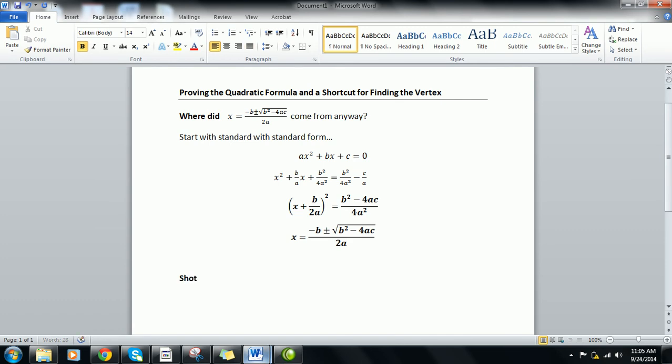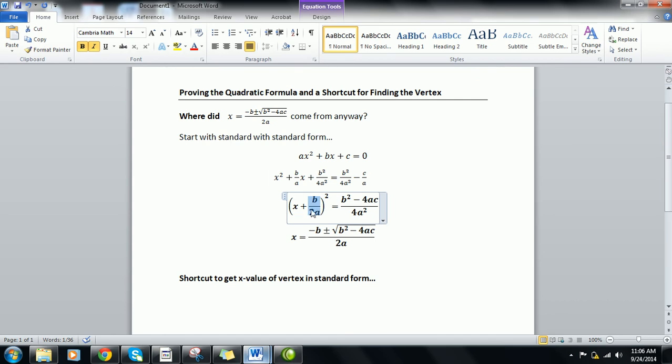The next thing I want to show you is the shortcut to get the vertex, or at least the x value of the vertex, for a parabola in standard form. I won't go through this all again, but I'll take you through up to this step here. Notice the quantity x plus b over 2a, squared. Now, by the graph translation theorem, that is going to be your horizontal shift. Instead of x, I have the quantity x plus b over 2a, squared. So there's your x value of the vertex right there.